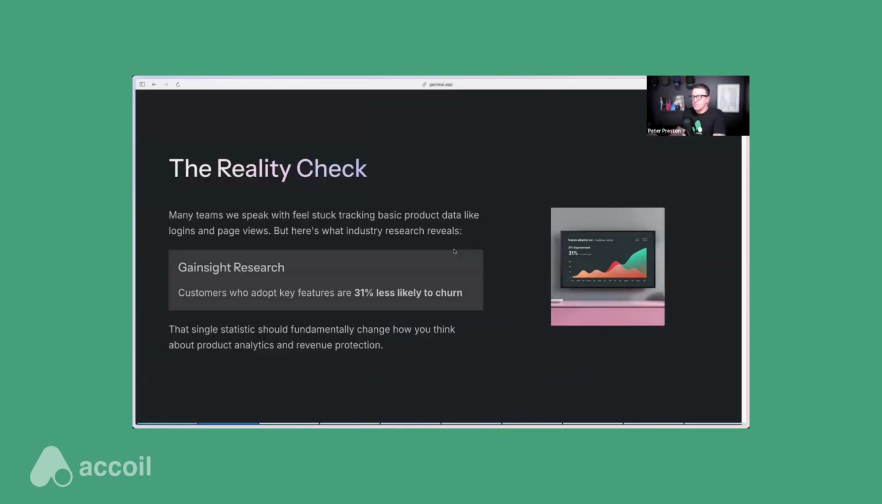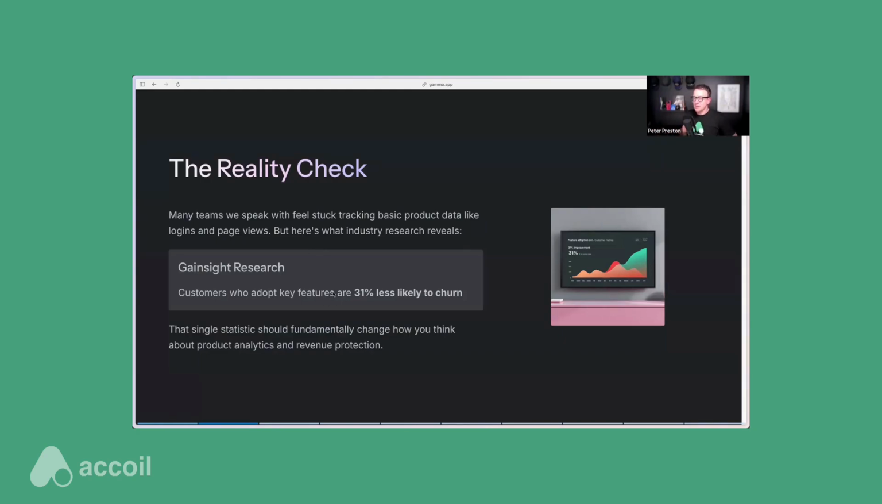So the reality check here, a lot of the teams that we speak to feel stuck. They are tracking logins, they're tracking page views, but they don't really have a good sense of what their customers are actually doing in their product. So that's a broader product analytics issue, but what we're focusing on here is that key feature adoption. And if you look here at the research from Gainsight, customers who adopt key features are 31% less likely to churn. That means that they're going to stick around longer, have a lot higher lifetime value.